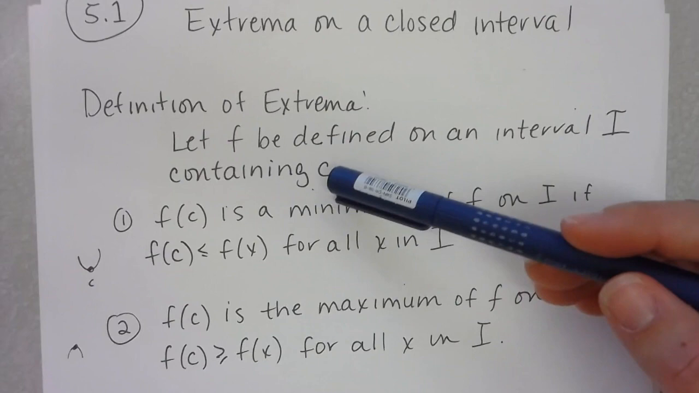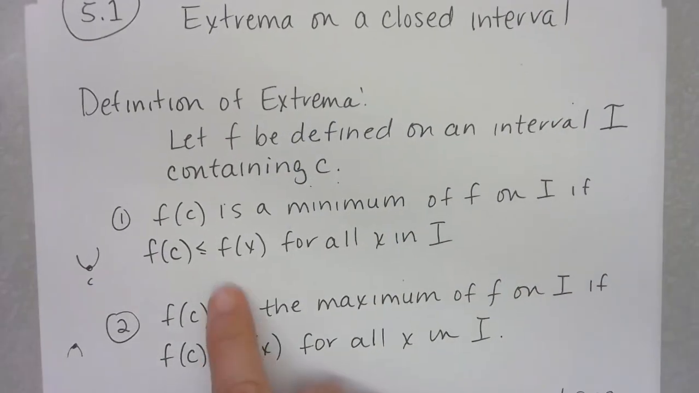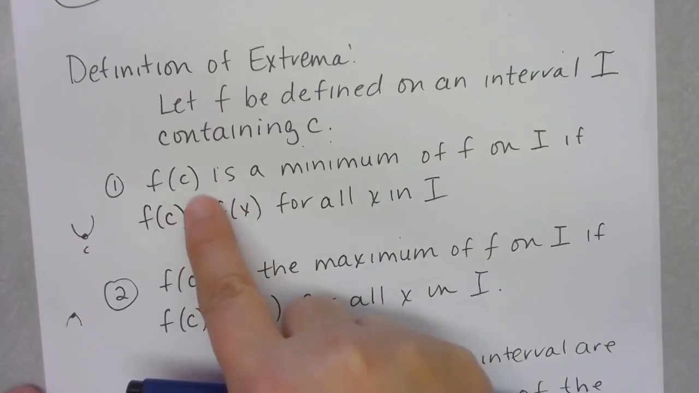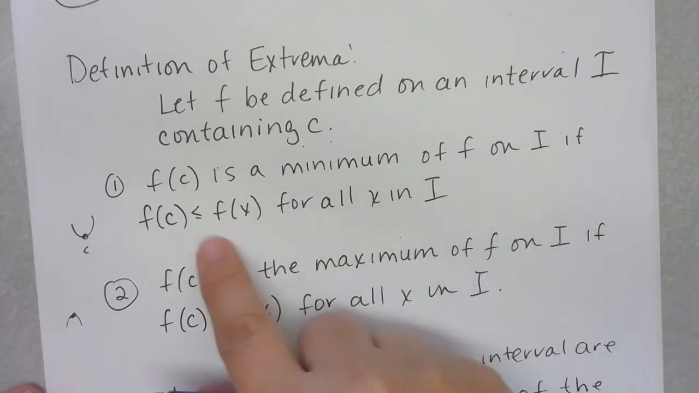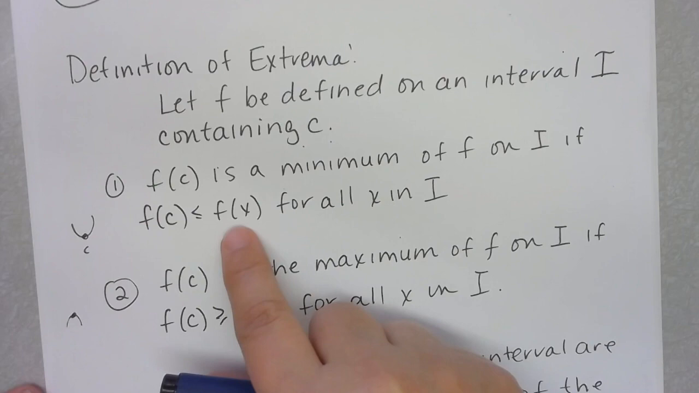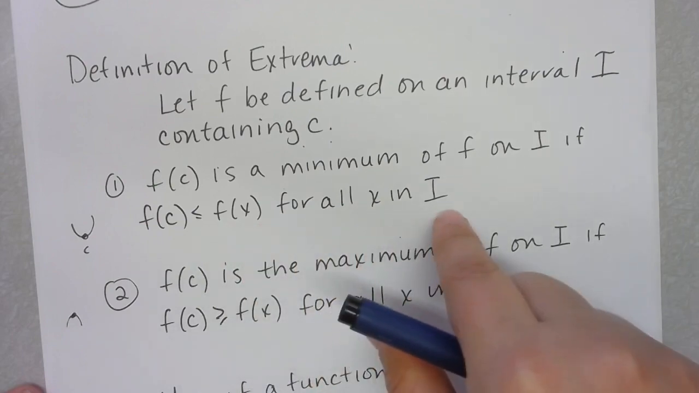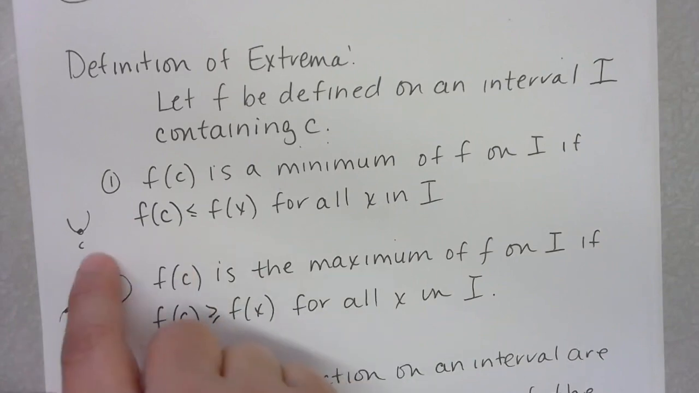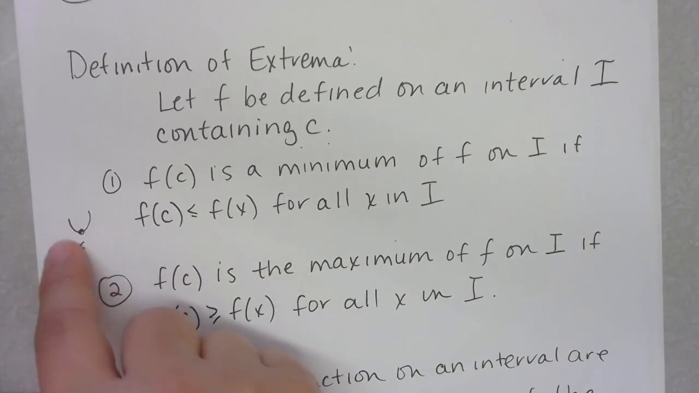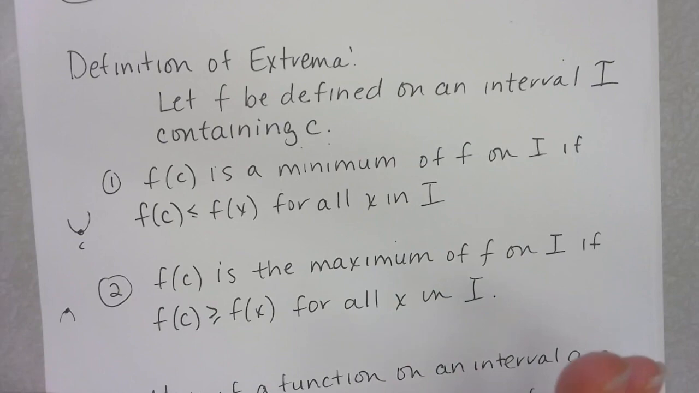The definition of extrema: we're going to let f be defined on some interval I, containing an x value c. f of c, the y value when you plug in c, is a minimum of f on the interval I if f of c is less than or equal to f of x for all x in the interval. Meaning this y value is the smallest y value in the area. Okay, maybe not overall, but in the area.